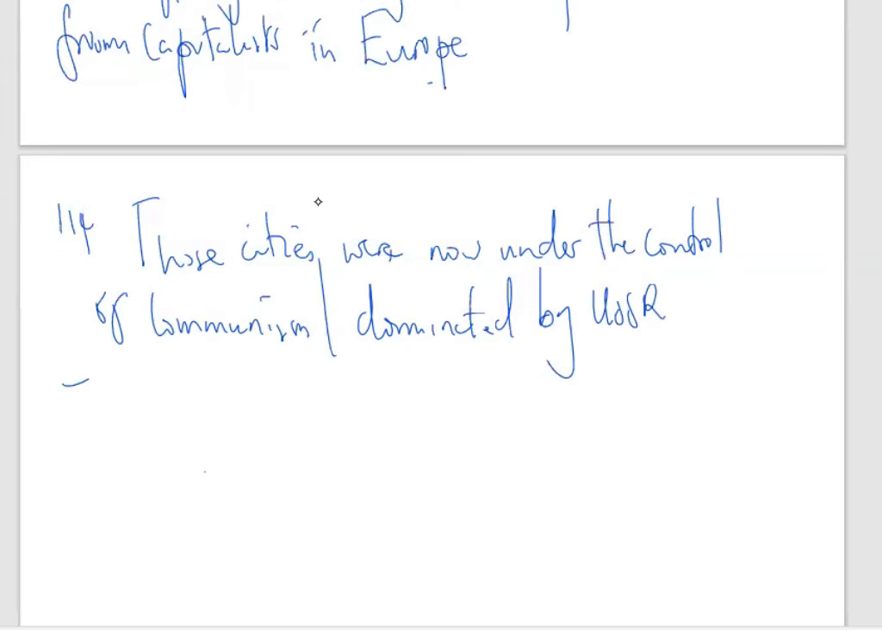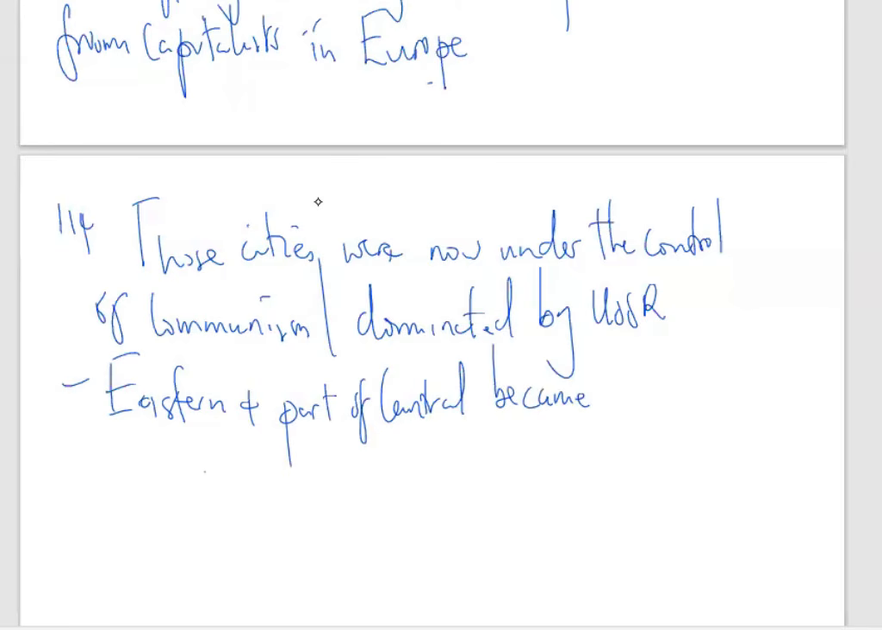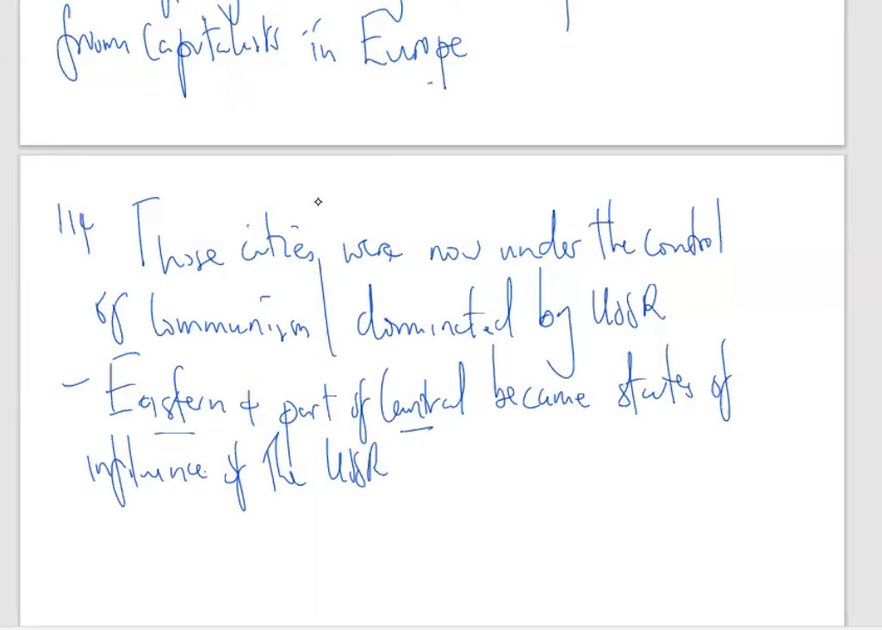Or we can also say in another context, Eastern and part of Central Europe became states of interest, states of influence of the USSR, which implies that those cities in part of Eastern Europe or part of Central Europe became spheres of influence.